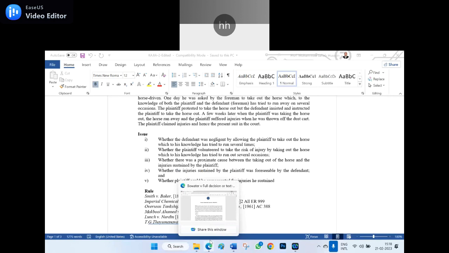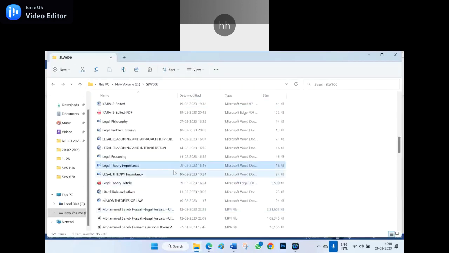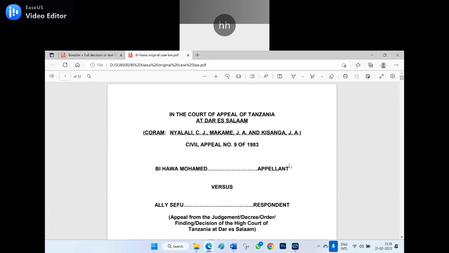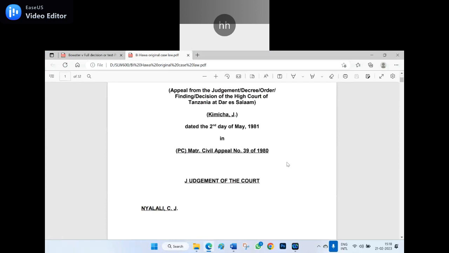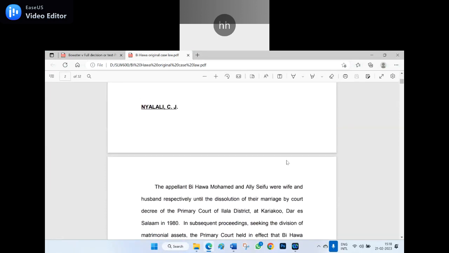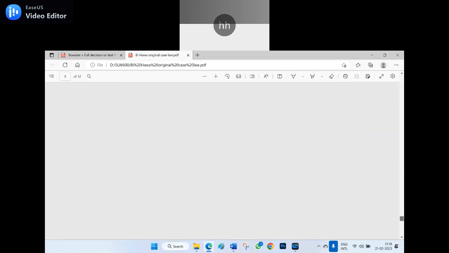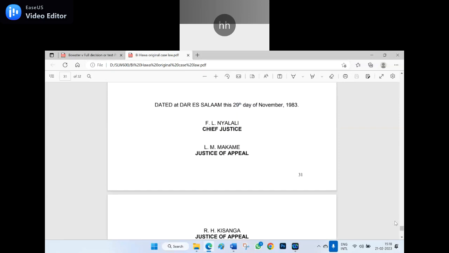If you happen to see that case law, it is, I think, 35 pages, as my knowledge goes. Yes, it is the Bi Hawa case law which I am showing here. The pagination is given; the last page is 32 pages. If I give you this much big a case law, you will die.